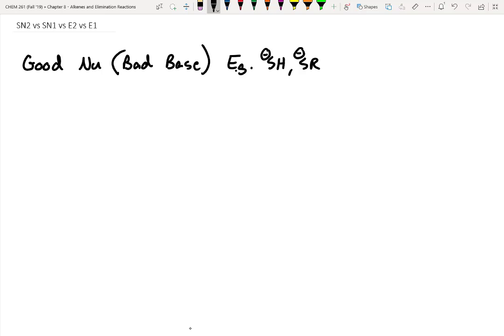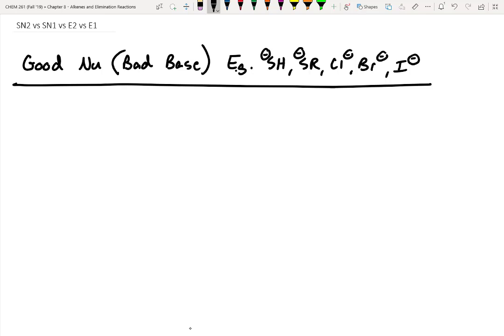What else? Halogens. Specifically, we said chloride, bromide, and iodide. Fluoride's really not a good example here. So these are all good nucleophiles because they have negative charges, but they're bad bases because they're relatively stable and don't want to steal a proton back. All right, so this is one category.